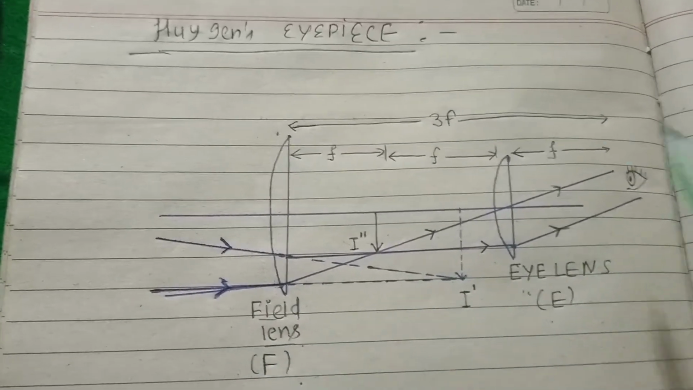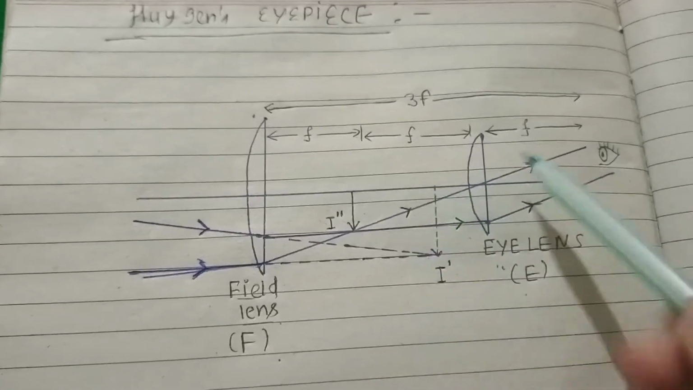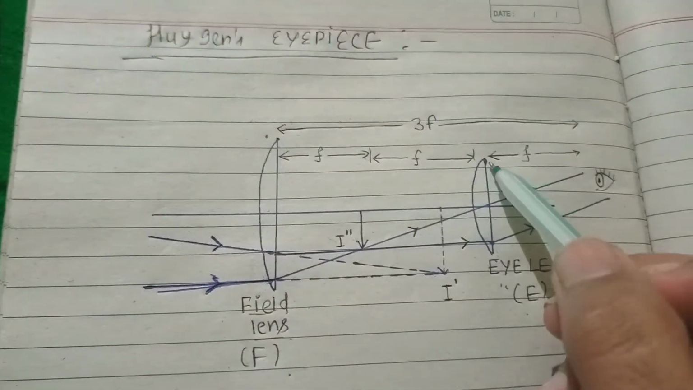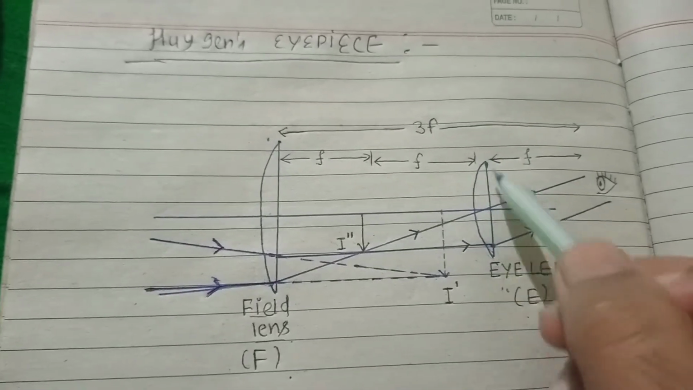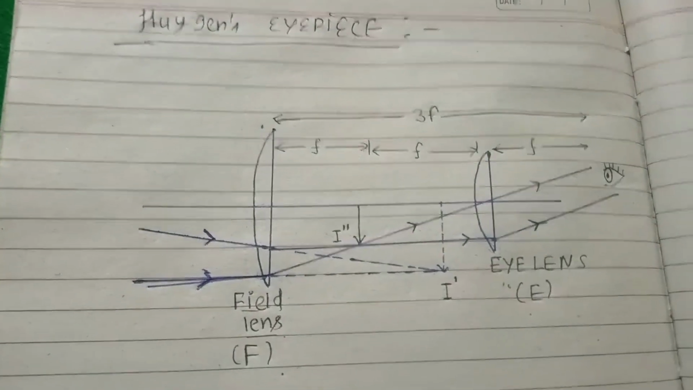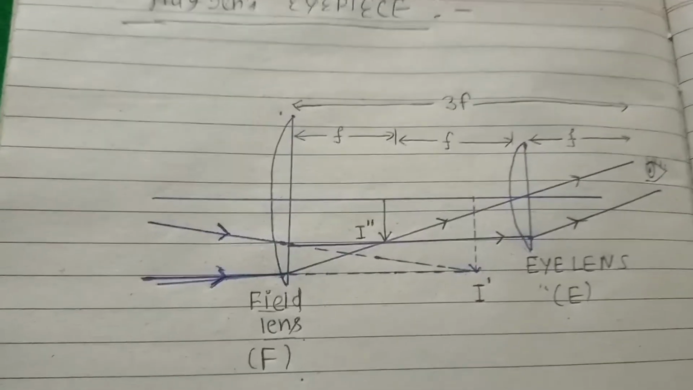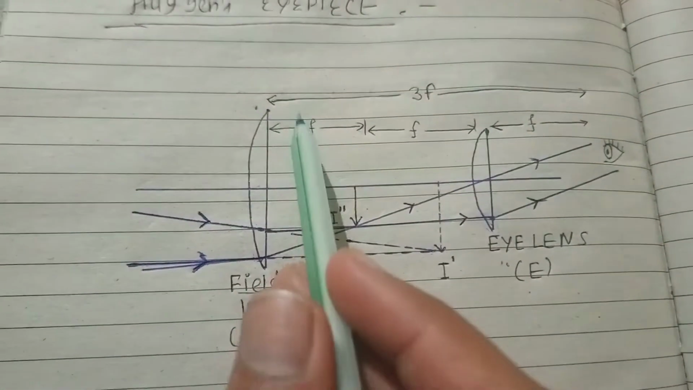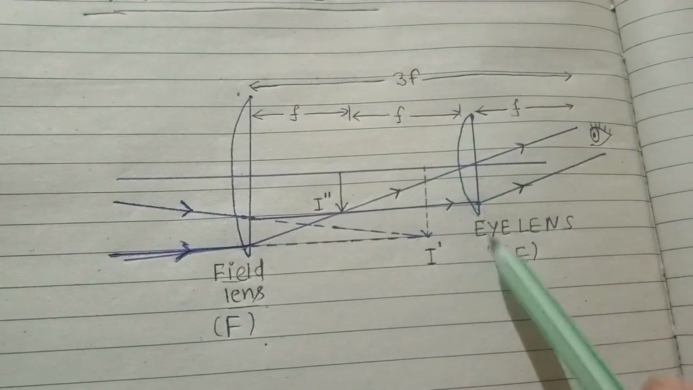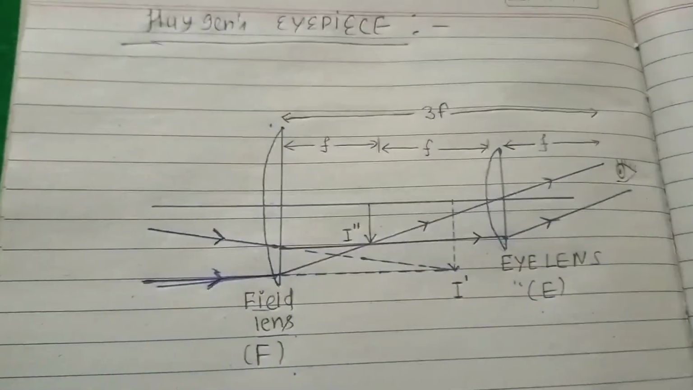Here, as you can see, in a Huygens eyepiece there is a combination of two lenses, the eye lens and the field lens, and both are plano-convex lenses. That is, one surface of the lens is plane and the other is curved, with the curved surfaces facing outward, that is convex surfaces. It is also to be remembered that the focal length of the field lens is 3 times the focal length of the eye lens in the case of Huygens' eyepiece.